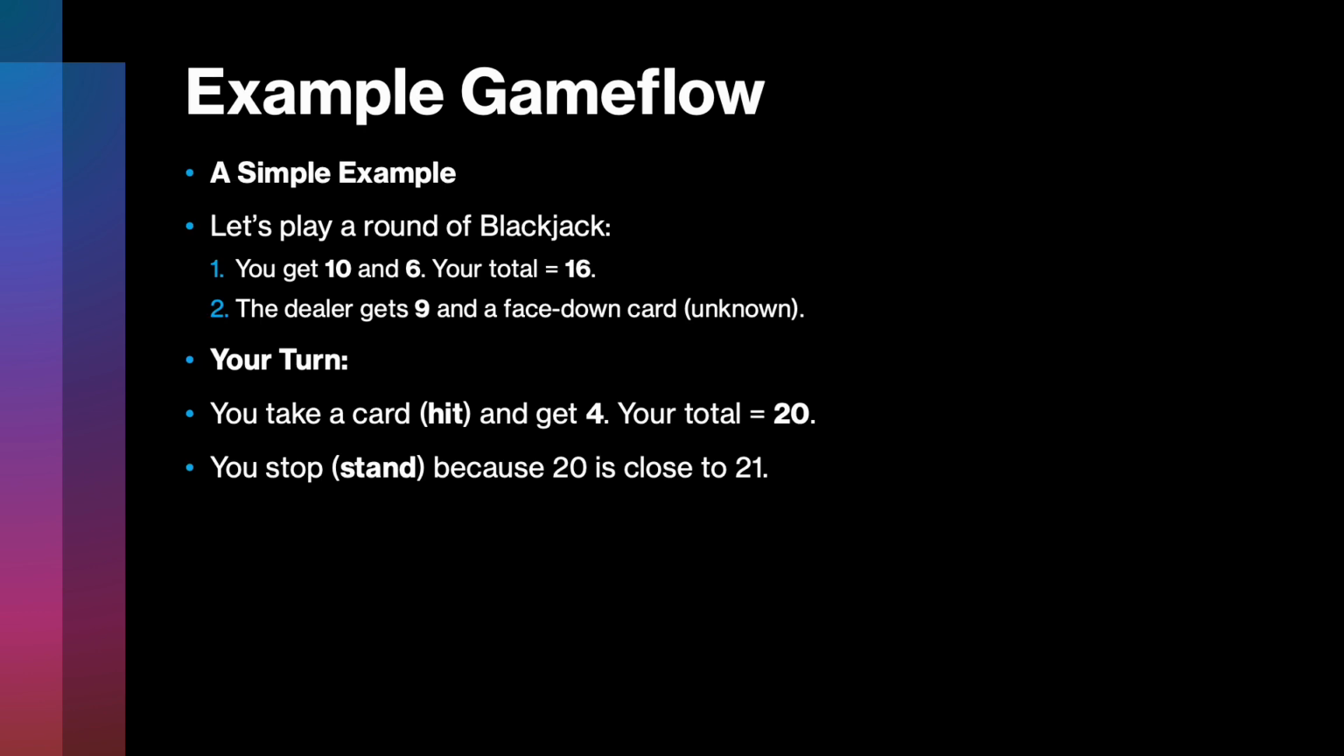So now let me walk you through a sample game flow. Let's take this simple example and play the first round of blackjack. You get 10 and 6, so your total is 16. The dealer gets 9 and a face down card. A face down card is an unknown card in this game. So it's your turn and you choose to take a hit and you get a 4. So your total is 20. And then you decide to stop. That means take a stand because 20 is close to 21.